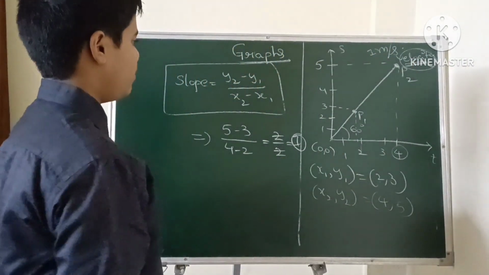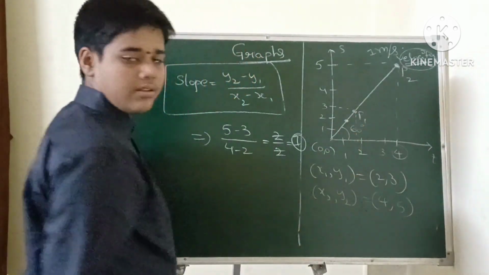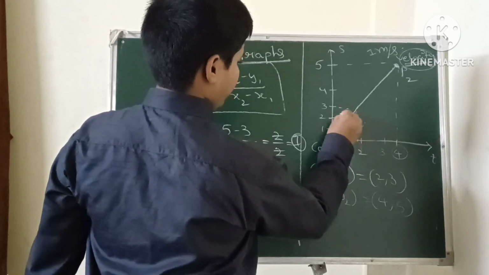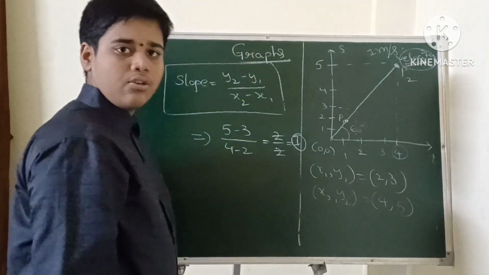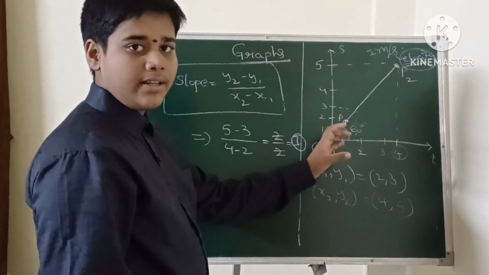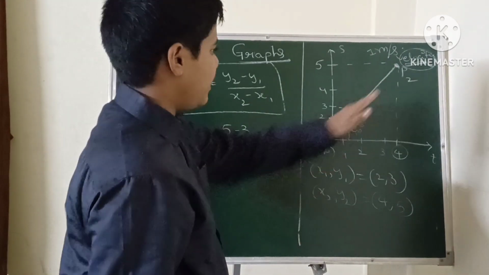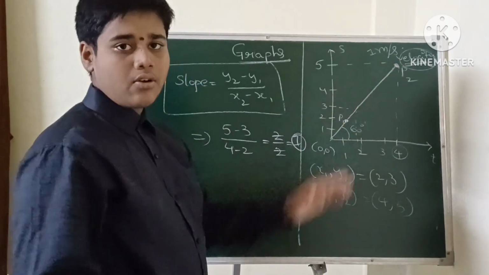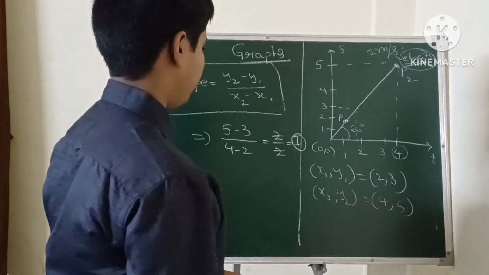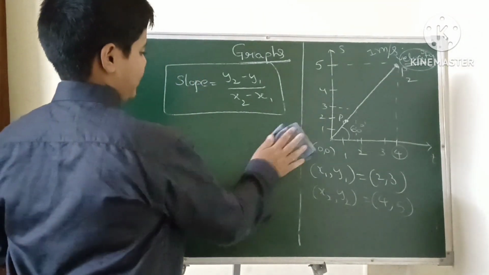Okay. So if I take the slope from this point, I am marking this point, I am taking the slope from this point. The slope will not vary because the slope is constant in a straight line graph. Okay. In a straight line, the slope is constant at every point. So like this we can find the slope of given points.